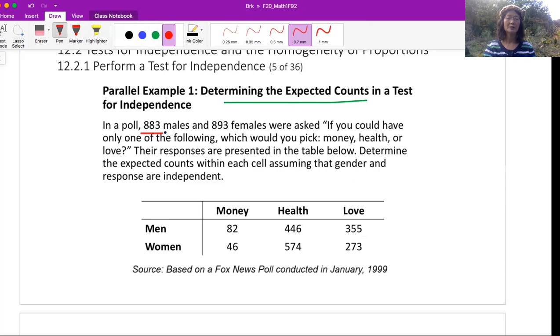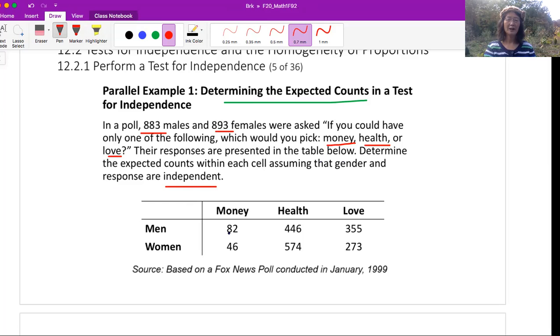In a poll, 883 males and 883 females were asked, if you could have only one of the following, which would you pick? Money, health, or love? Their responses are presented in the table below. Determine the expected counts for each cell, assuming that gender and responses are independent.